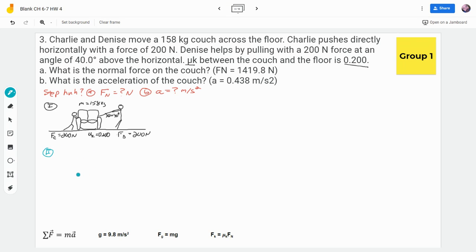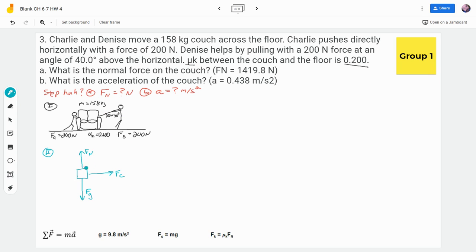So let's look at what's going on here. The couch is now a box. To this box, we will attach only forces. So what forces are acting on this couch? We can assume we're near the surface of the Earth. So we're going to have gravity going down, F sub g. There's going to be a normal force because the couch is touching the ground. So there must be a normal force between the ground and the couch. Charlie is pushing to the right, so force of Charlie is going like that.